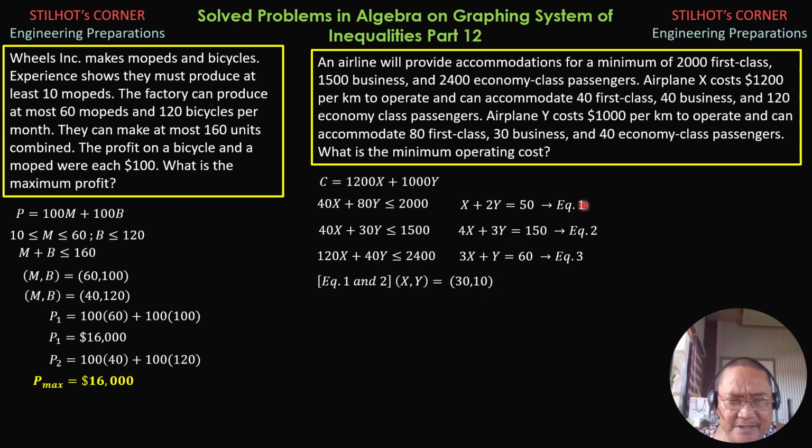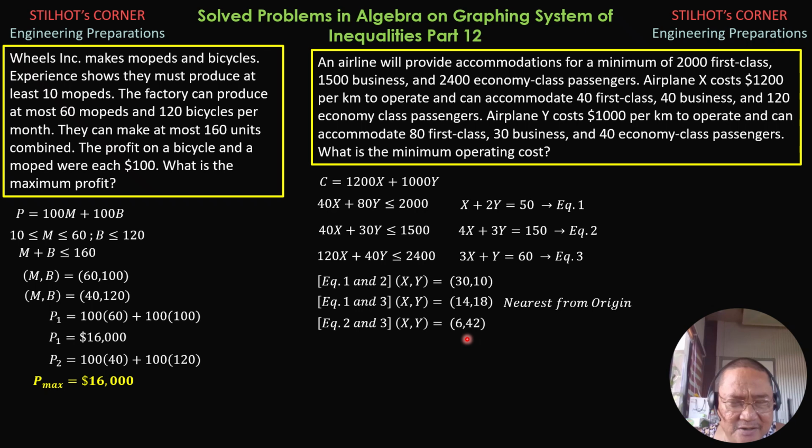If we solve equations 1 and 3 simultaneously, we get 14 comma 18. And finally, if we solve equations 2 and 3 simultaneously, we get 6 comma 42.